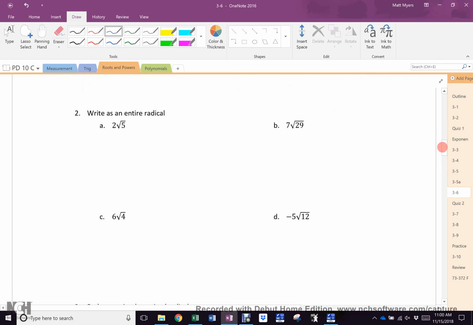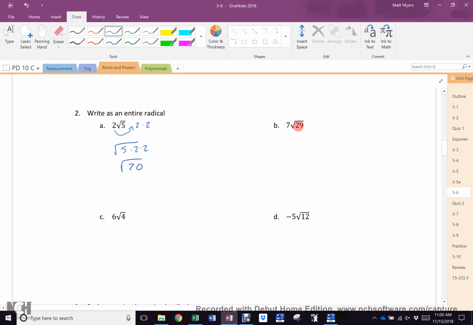Turn the page over and reverse the situation. If there's a 2 out here and I'm seeking square roots, how many 2's had to live under there? 2 times 2. What is 5 times 2 times 2? Root 20. Everybody good? That's the answer.